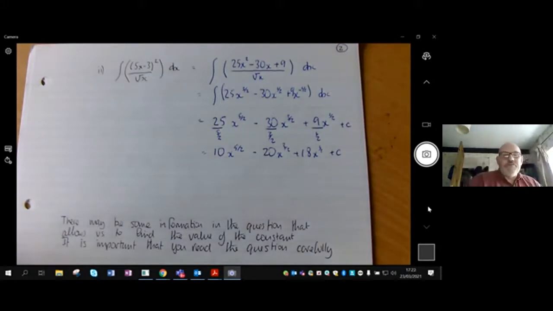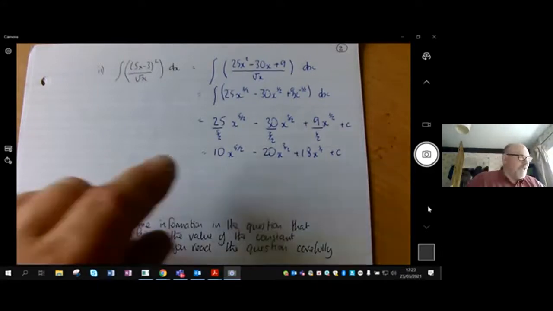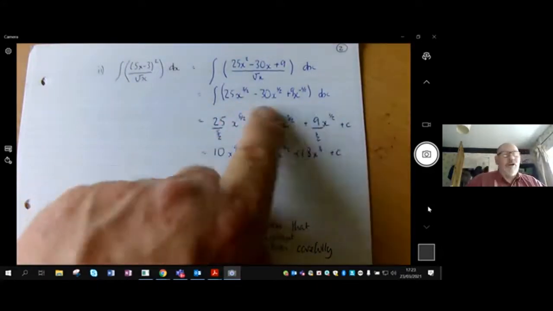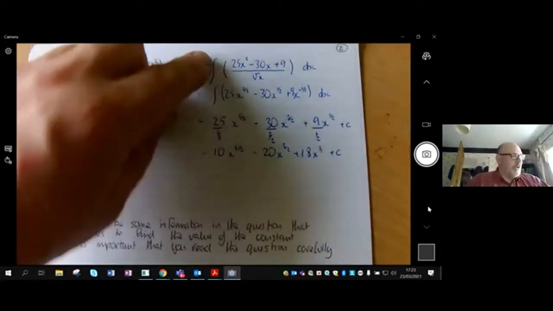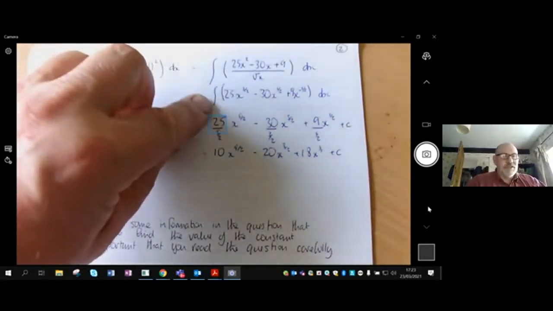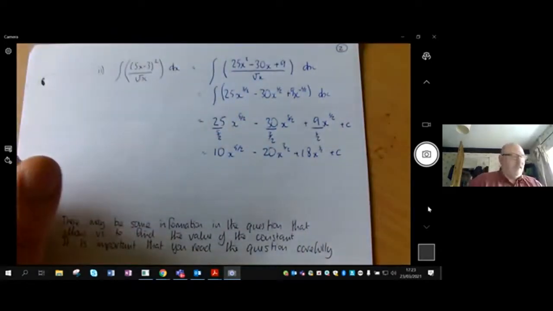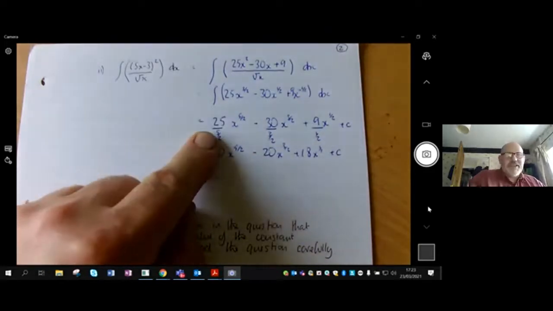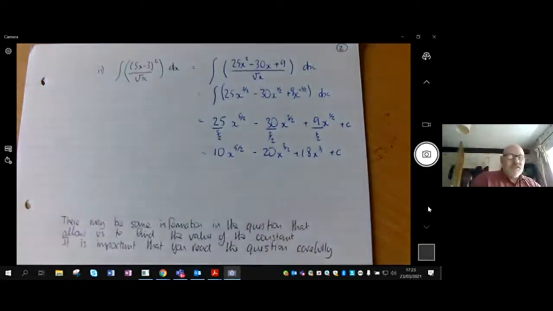Whatever you do, make sure that you integrate, because quite often what we see is that people do all that work and they think, well, I've done a load of work. So put the integral sign. That means I intend to integrate this. And then obviously when you integrate it, don't put the sign.